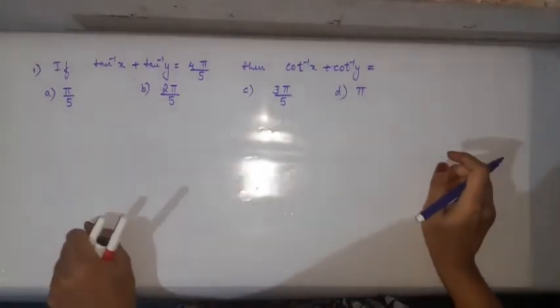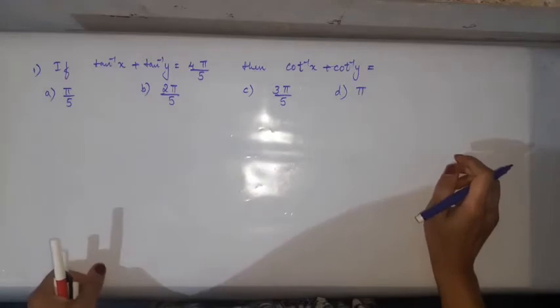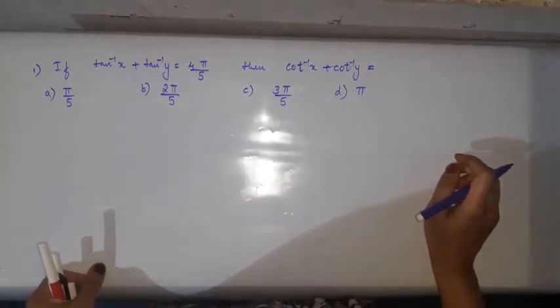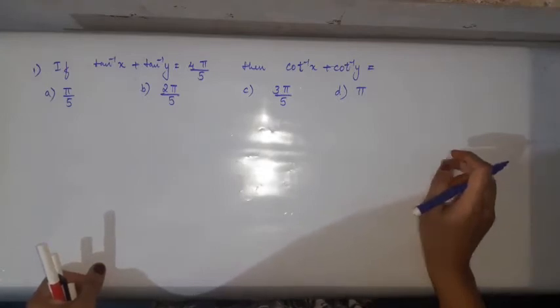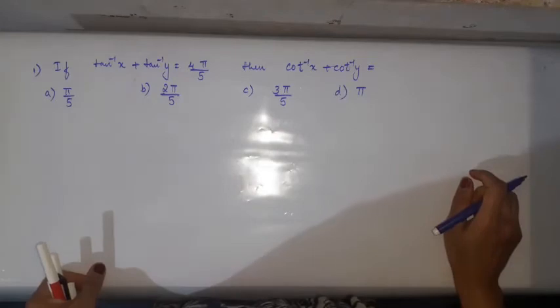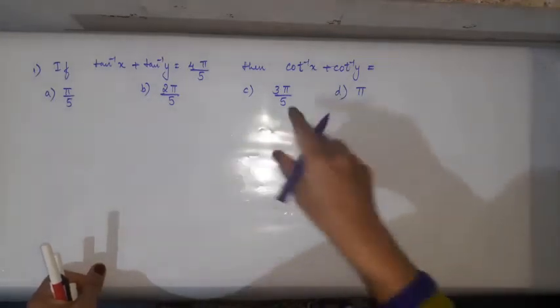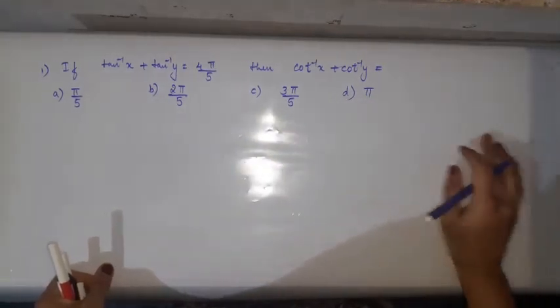So here is one problem for you. Just read out the problem. If tan inverse x plus tan inverse y is equal to 4 times pi by 5, then what is cot inverse x plus cot inverse y? So there are so many options given for you. Okay, let's work with the problem here.